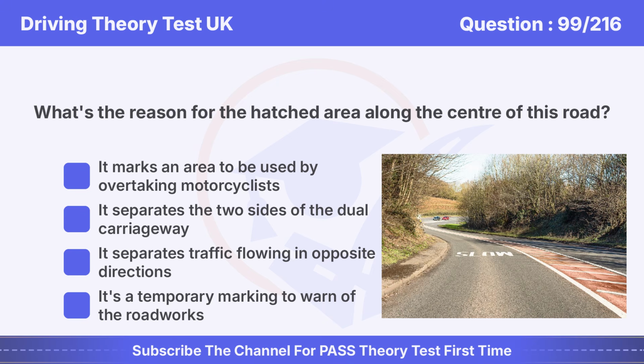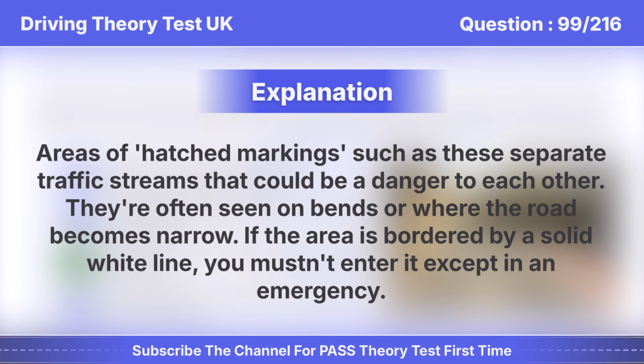Question 99. What's the reason for the hatched area along the center of this road? Answer is C. It separates traffic flowing in opposite directions. Areas of hatched markings such as these separate traffic streams that could be a danger to each other. They're often seen on bends or where the road becomes narrow. If the area is bordered by a solid white line, you mustn't enter it except in an emergency.